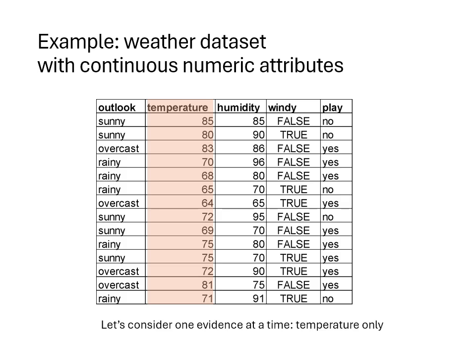Let's go over an example of such a computation, and let's begin by looking at a single numeric attribute called temperature. We will consider one evidence at a time, like we did before. We're observing some temperature and we want to find out what is more probable given this temperature, to play or not to play.